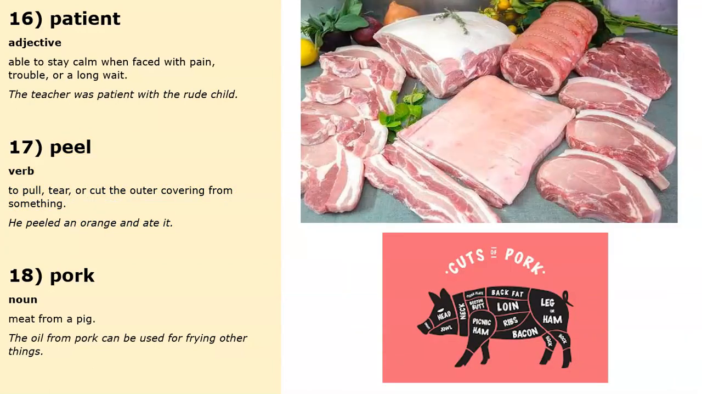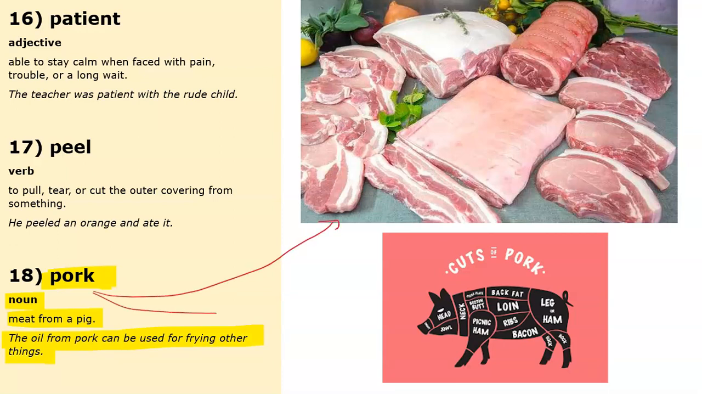Our next word is pork. And similar with beef, pork is a noun and it is the meat from a pig. So if you remember, beef is the meat from a cow, but pork is the meat from a pig. The example says, the oil from pork can be used for frying other things. So this is what pork meat looks like.